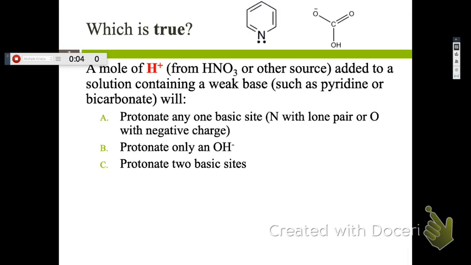Let's take a look at a couple other examples. So those top two, that's pyridine, the compound with the nitrogen. Hopefully you know that other compound.